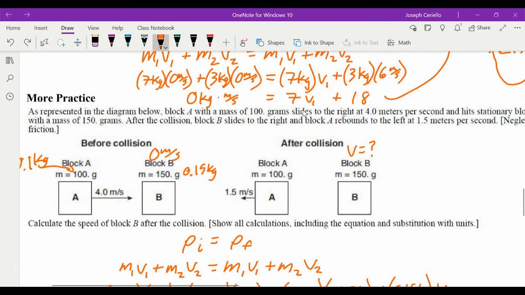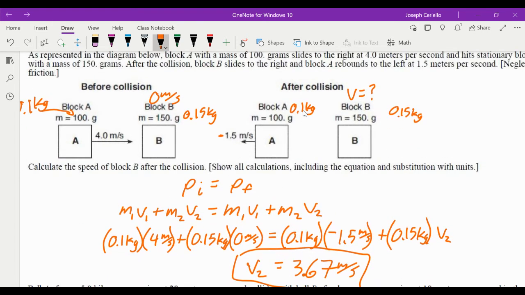After the collision, block A, which again is 0.1 kilograms, is going to the left at 1.5 meters per second. I would make that velocity negative, because right is positive, so left has to be negative. You cannot get the right answer if you don't make that negative. And we're looking for the velocity of block B after they collide. Again, this is 0.15 kilograms. We don't know its velocity. I don't know if it's going left or right. Actually, you can kind of tell intuitively that it's going to go to the right, but we don't really know.